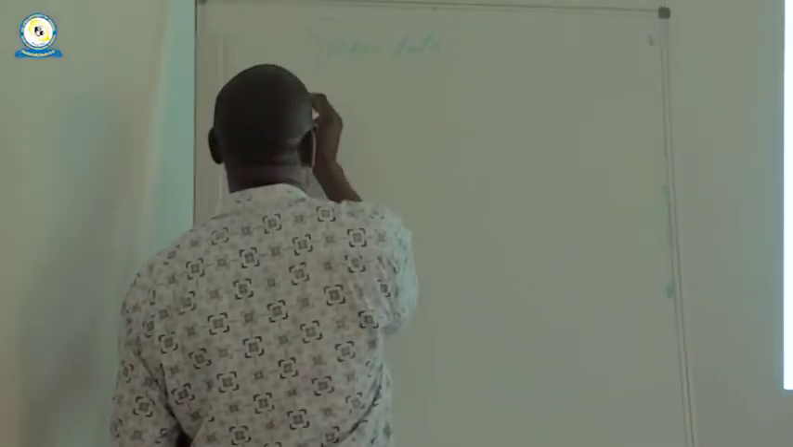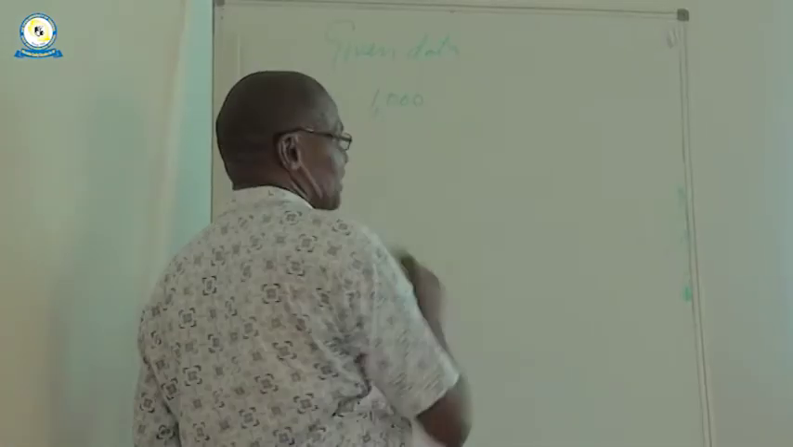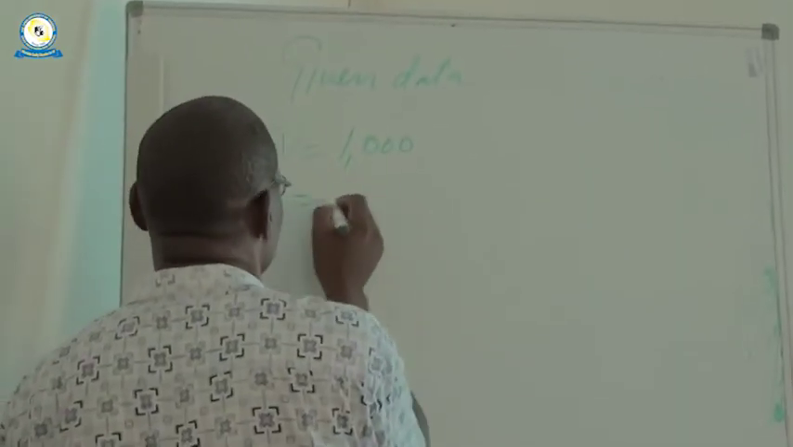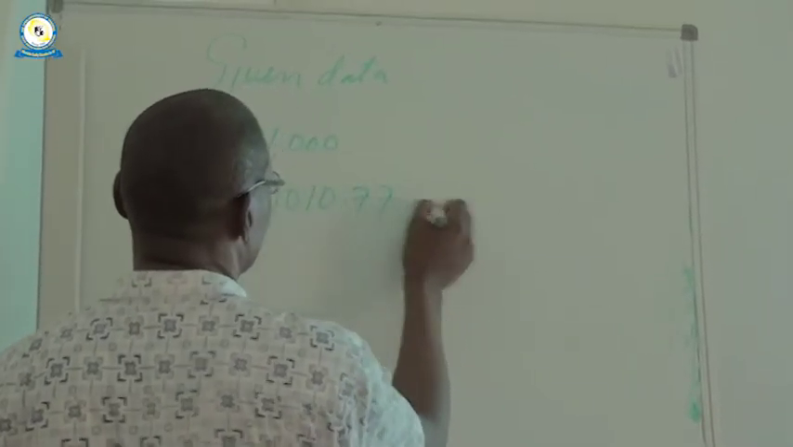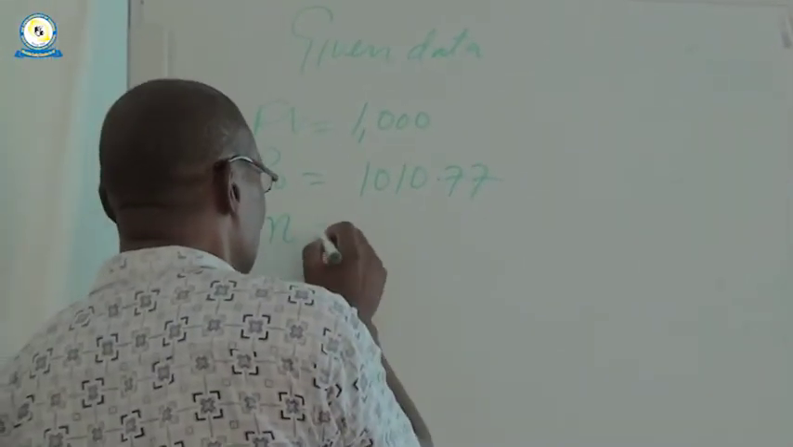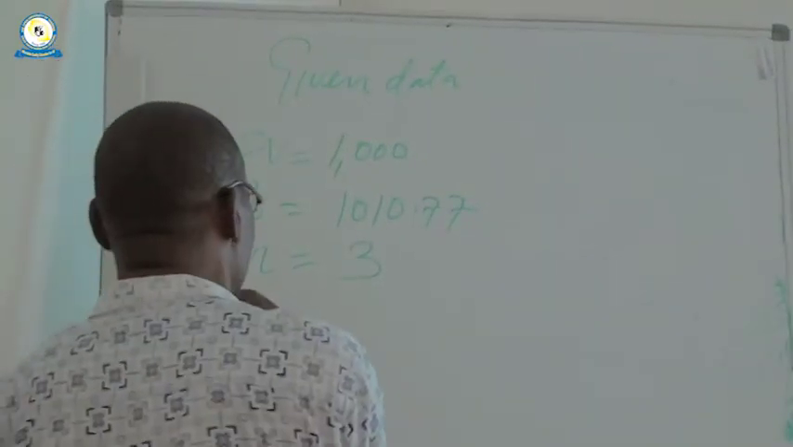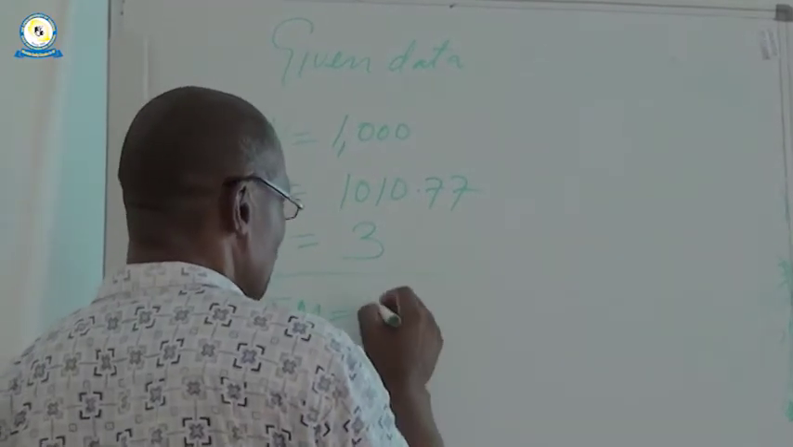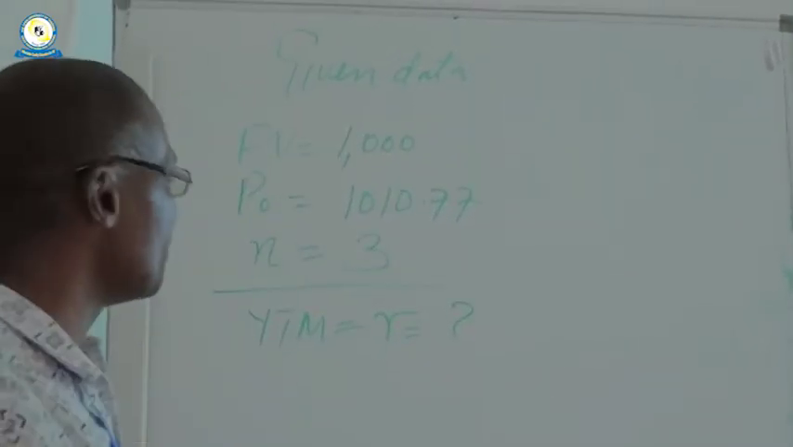You are given face value which is $1,000 US. You are given the price of the bond which is 1,110.77. You are told that the period until maturity is 3 years. Now you are asked to find yield to maturity, or in other words, you are supposed to look for the rate of return. What is the rate of return of the bond?